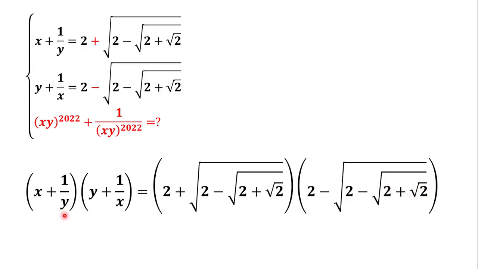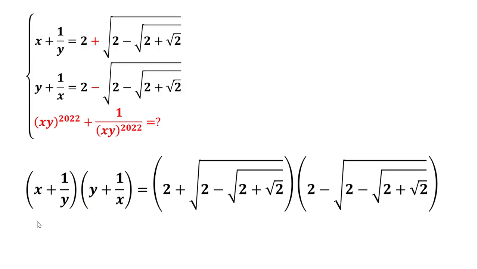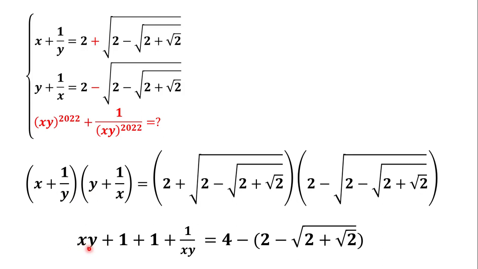(x plus 1 over y) times (y plus 1 over x) becomes x times y. x times 1 over x equals 1. 1 over y times y equals 1. And 1 over y times 1 over x equals 1 over xy.